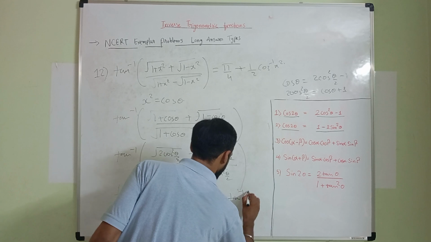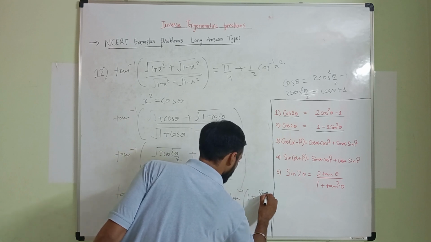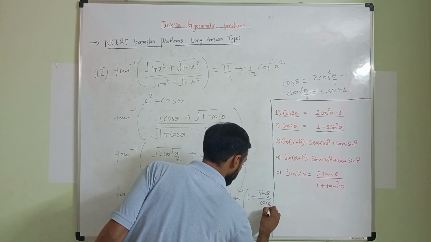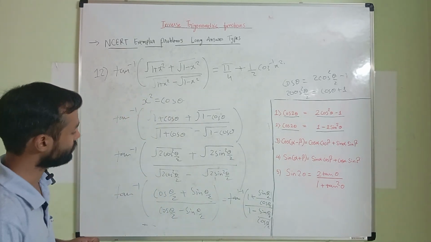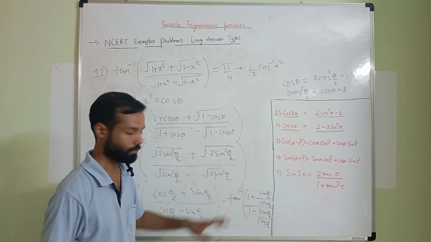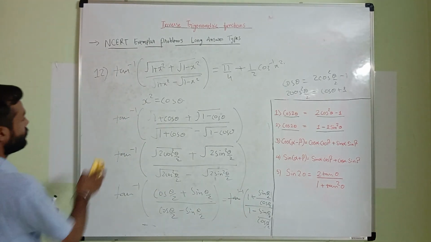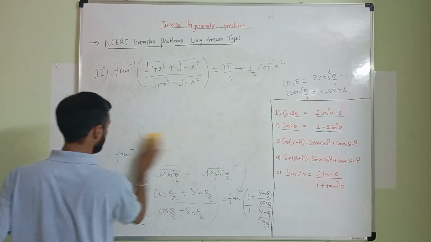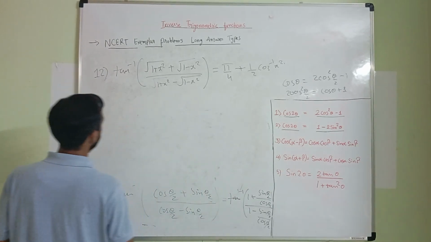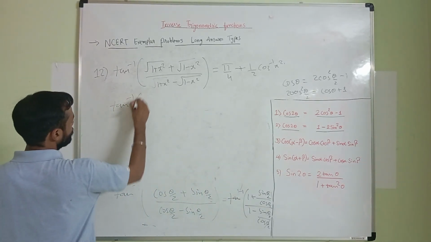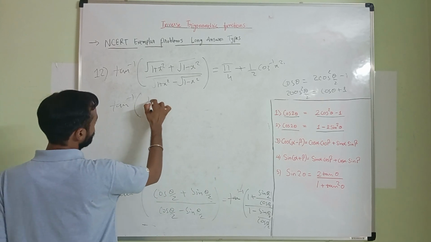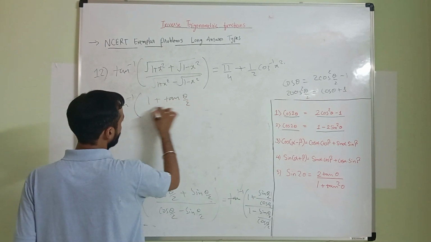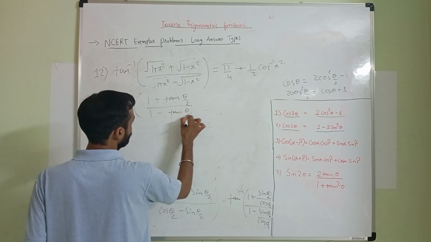tan inverse of (1 plus sin theta by 2 upon cos theta by 2) upon (1 minus sin theta by 2 upon cos theta by 2). Since we want this to be in the form of tan inverse of tan, hence we are doing this. So finally we will get the new term, tan inverse of (1 plus tan theta by 2) upon (1 minus tan theta by 2).